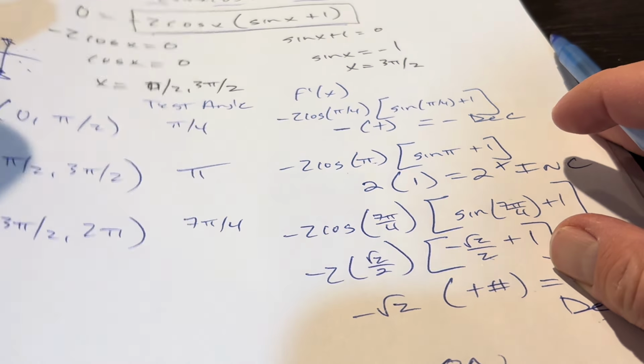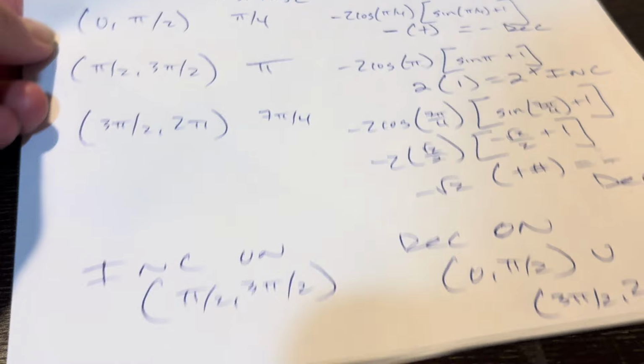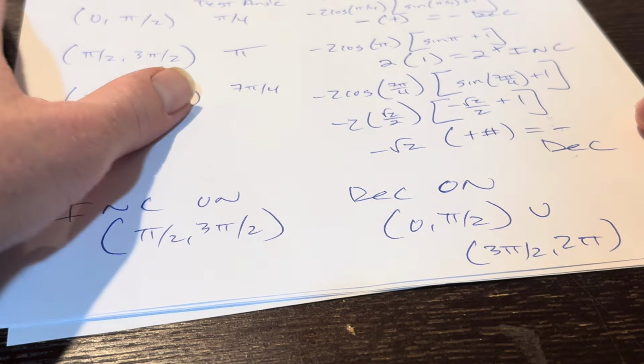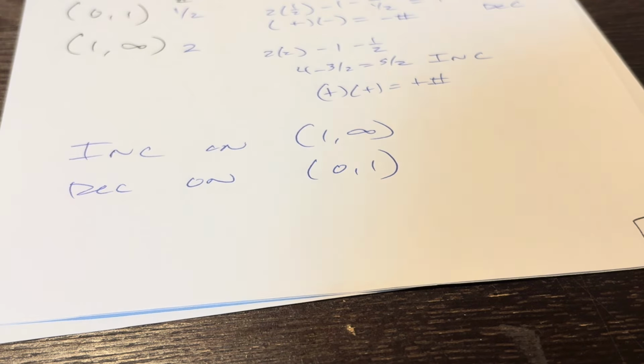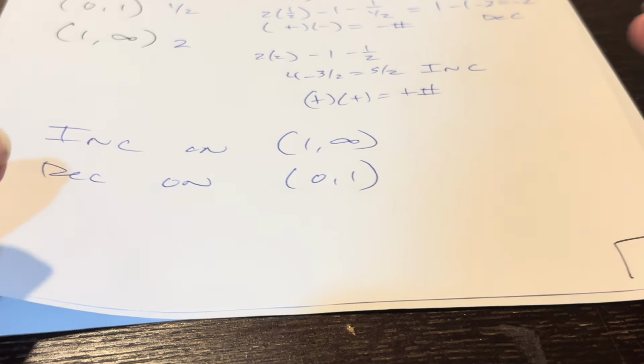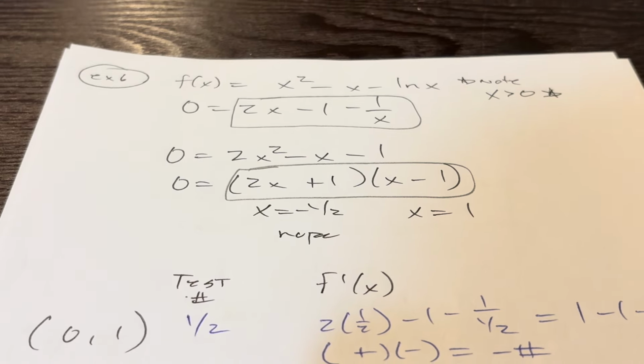All right, so it's increasing on pi over 2 to 3 pi over 2, and it's decreasing on 0 to pi over 2, union 3 pi over 2 to 2 pi. Nice. All right, we got, I think, just 2 more examples before a little assignment.